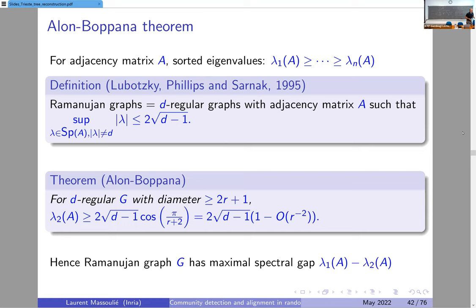I'm not sure. There are many reasons why expanders are interesting. So, for instance, if you consider a random walk on an expanding graph, it reaches equilibrium in a short amount of time. The expansion actually conditions the time to equilibrium for the random walk. So if you want to sample at random from a graph, it being an expander is a good thing for you.